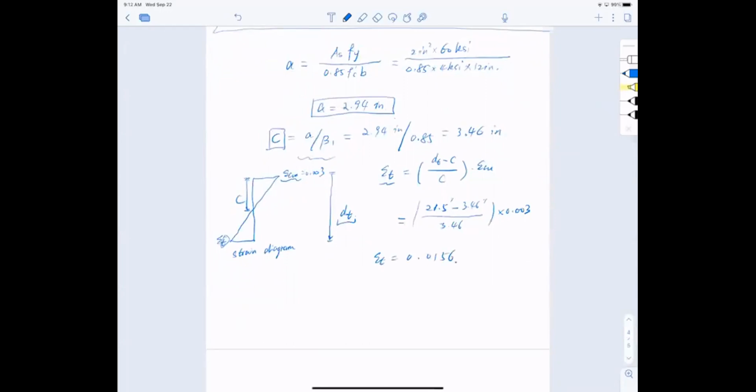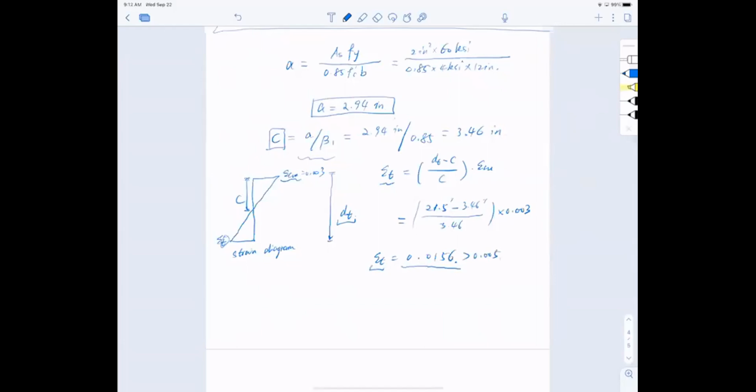So now I got my strain to be 0.0156. At this point, let me try to find my next victim here. Evan, you there? Are you there? Yes, I'm here. Okay, so I got my steel strain to be 0.0156. Should I be happy about it? Yes, because it is greater than 0.005.